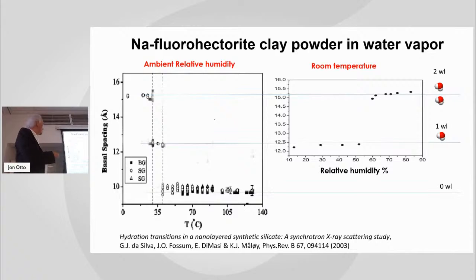Then we cool down further, and we jump up to two water layers in the interlayer. We can also achieve this by keeping the temperature constant and increasing the relative humidity. So you see here that at room temperature, we are at one layer of water. And if you increase the relative humidity, staying at room temperature, we can jump up to two layers of water.